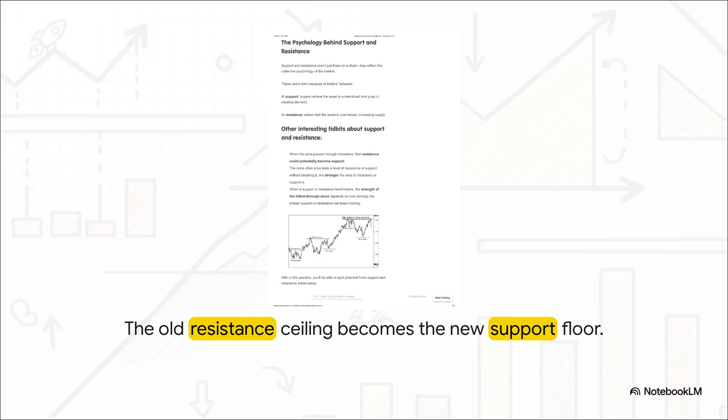And would you look at this? It's beautiful. The price struggles, it fails to break through that resistance ceiling again and again. But then it finally smashes through. And then look what happens next. It comes back down to test that exact same level, and it holds. The old ceiling has become the new floor. This role reversal is a huge signal that the market's mood has fundamentally changed.